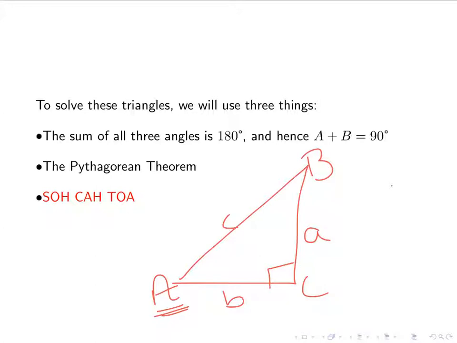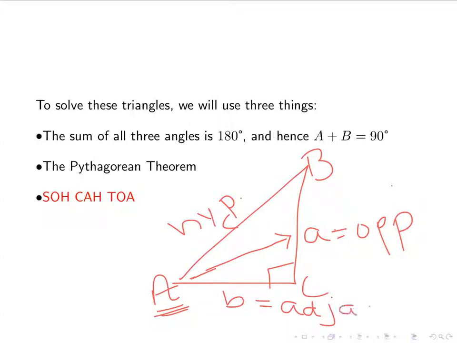So C is the hypotenuse. That's always true no matter what angle we're looking at, right? The side opposite the 90-degree angle is the hypotenuse. The side opposite the angle, again across the triangle with the same letter, is the opposite side. And then the other side, the side that is connected to A that's not the hypotenuse, is the adjacent side. So remember, adjacent means next to.